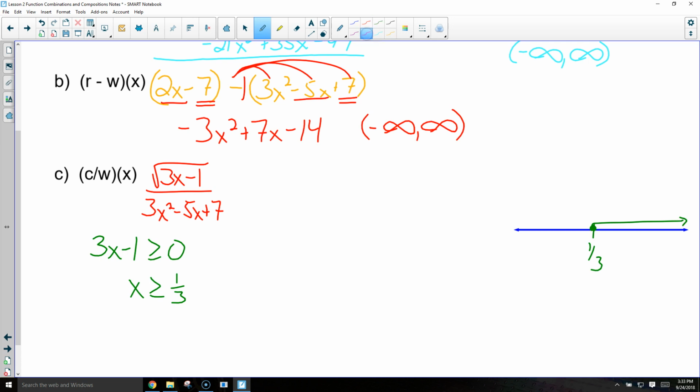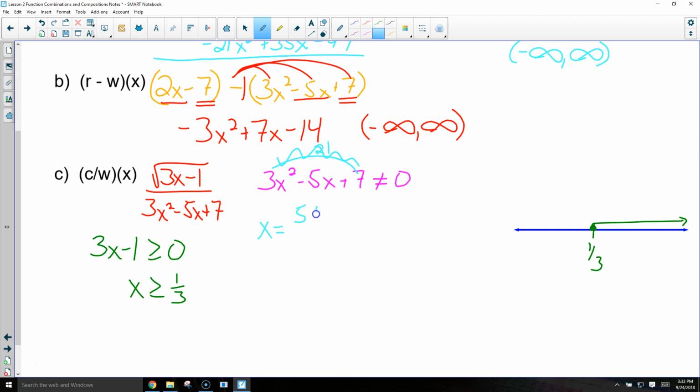Sorry. Now I also want to worry about my bottom because that's where I could divide by 0. So I set 3x squared minus 5x plus 7 not equal to 0, and I need to solve that. So we can do this by bottoms up. So I multiply this together and I get 21. The factors of 21 that add up to be negative 5. I don't believe there are any. So bottoms up doesn't work. So let's try quadratic formula.